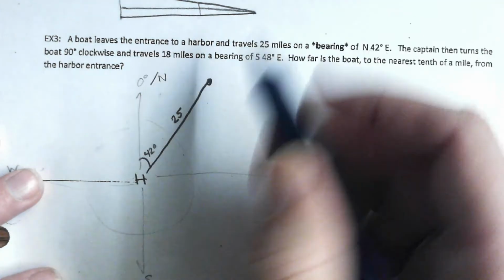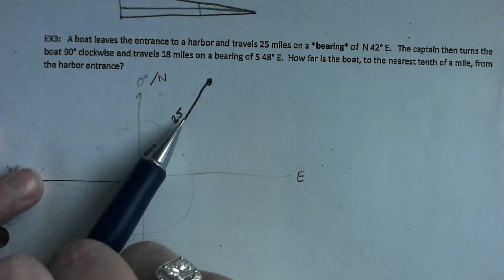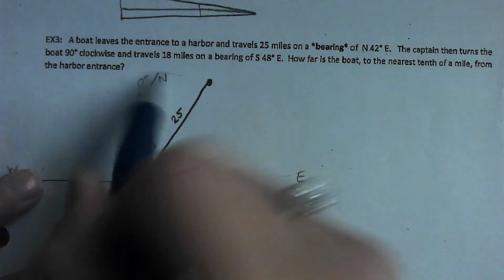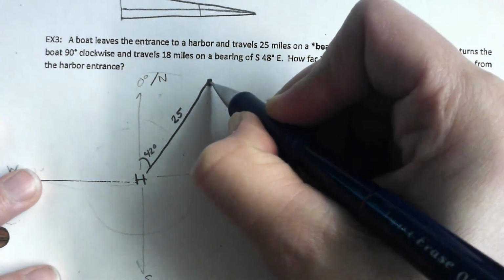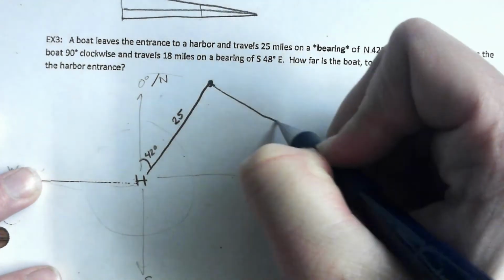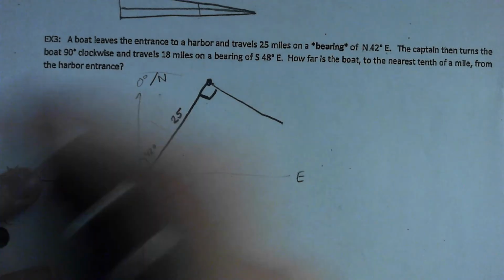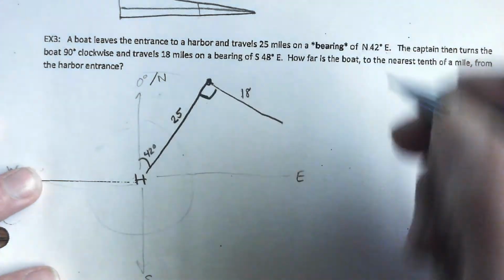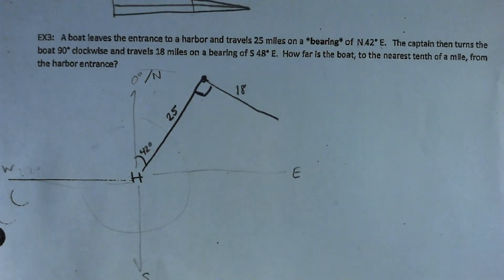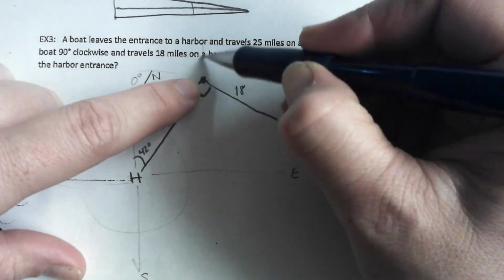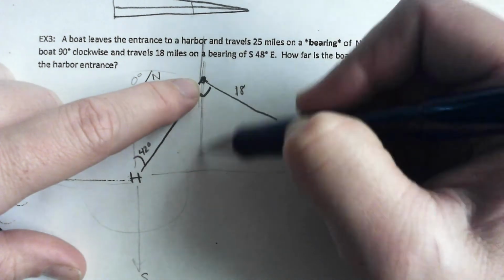The captain then turns the boat clockwise. So if you're going like this, what's clockwise? Turning left or right? Right. He turns it 90 degrees. So there's your right triangle. And travels 18 miles on a bearing of south 48 degrees east, which actually should make sense because your bearing is relative to a vertical, right?